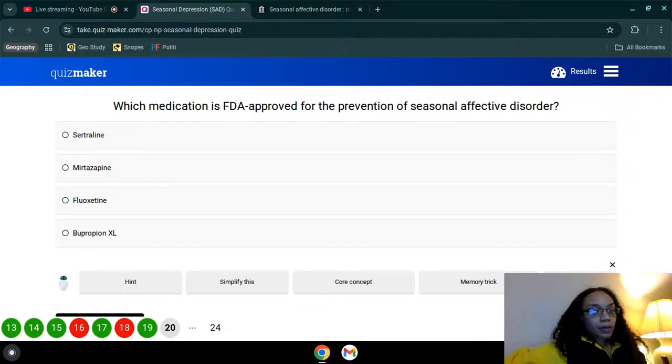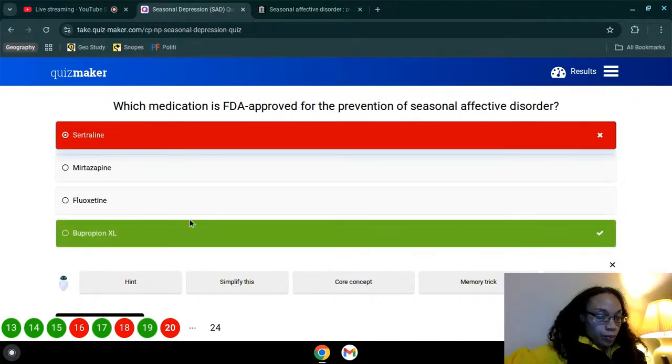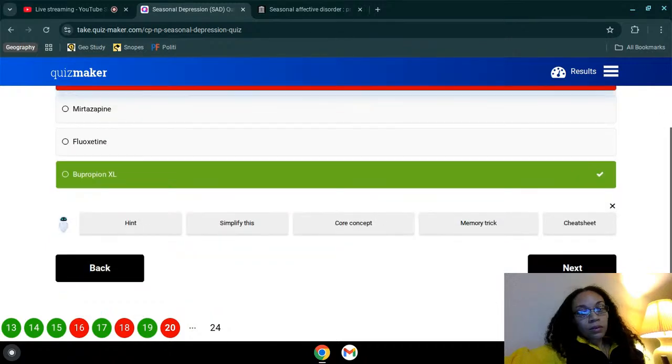Which medication is FDA approved for the prevention of seasonal affective disorder? Sertraline, mirtazapine, fluoxetine, bupropion XL. I gotta guess it's sertraline. Nope. Bupropion XL.